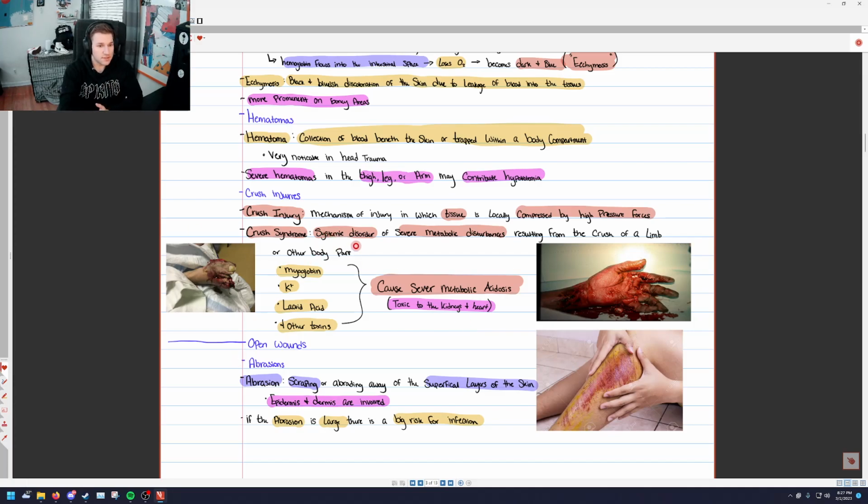With that decrease in perfusion in an affected limb, we're going to see myoglobin, potassium, lactic acid, and some other toxins that are going to build up just due to that anaerobic respiration. This is going to cause severe metabolic acidosis. These are going to be really crucial to the kidneys and hearts.